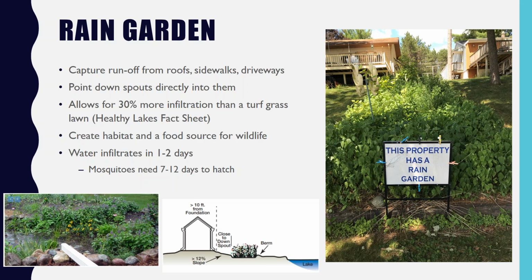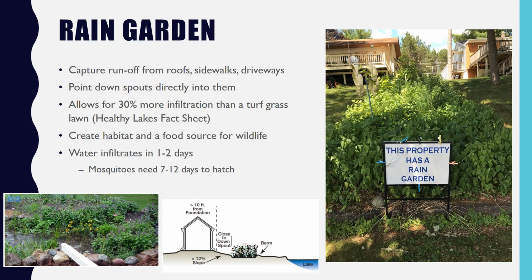What you do is you point your downspouts directly into them, as you can see in the lower left corner. That's a really great example. And what a rain garden does is it allows for 30% more infiltration than regular lawn. It creates habitat and a food source for wildlife, as I mentioned before.